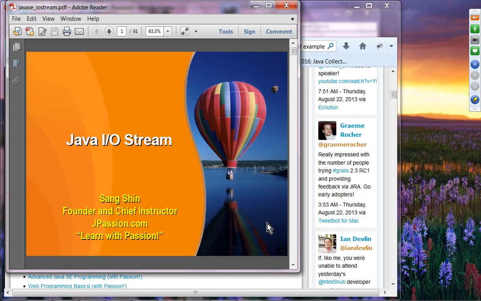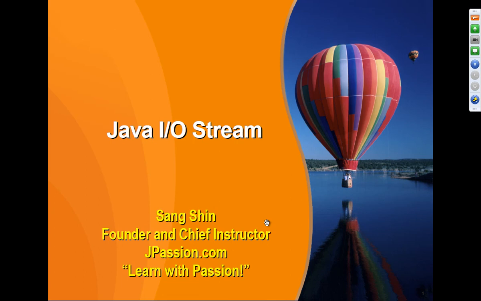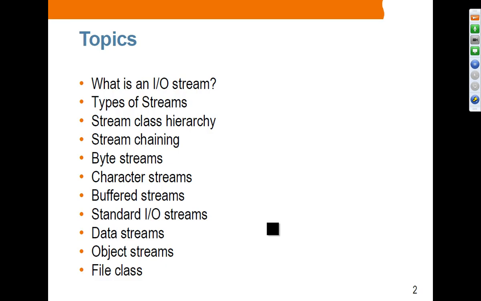Okay, Java IO stream. So these are the set of topics that we are going to cover. We are going to learn what an IO stream is, and we'll take a look at the types of streams, and we are going to take a look at stream IO classes that are provided by JDK, and then we are going to learn the concept of chaining, and then we're going to actually look into various sets of streams: byte streams, character streams, buffer streams, standard IO streams.